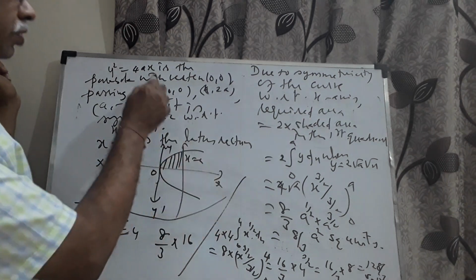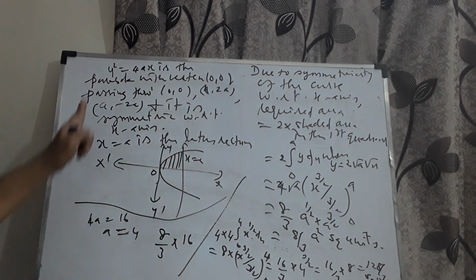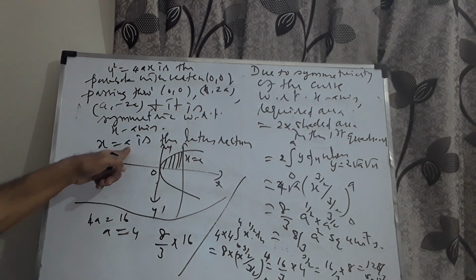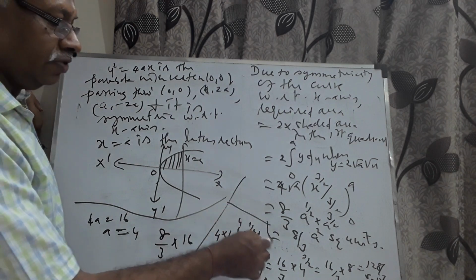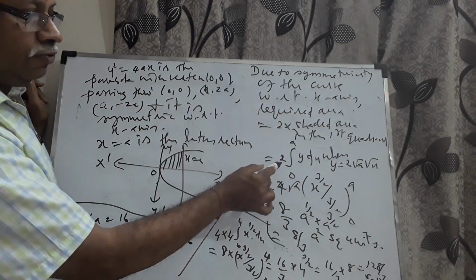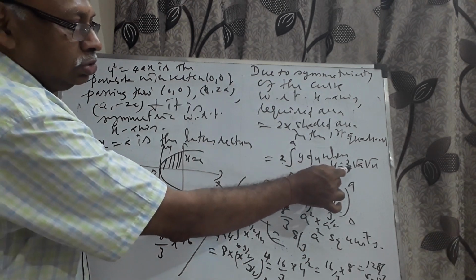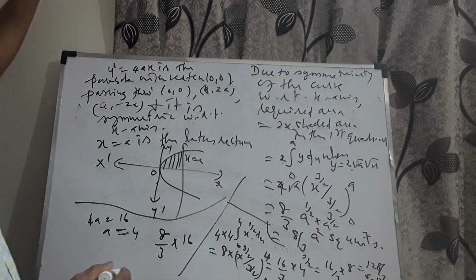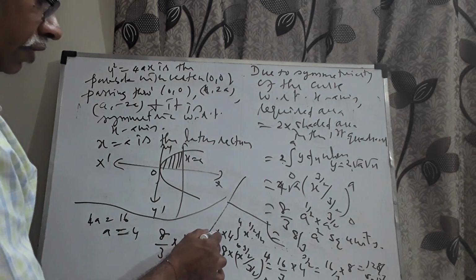If instead of y square equal to 4x, I have y square equal to 16x, what happens? I am trying to explain. Here 4a is 16, a is equal to 4, x equal to 4 is the latus rectum. Now for the variation, the rest of the things will be as it is. Here it will be 4, sorry, I should have 2 here.